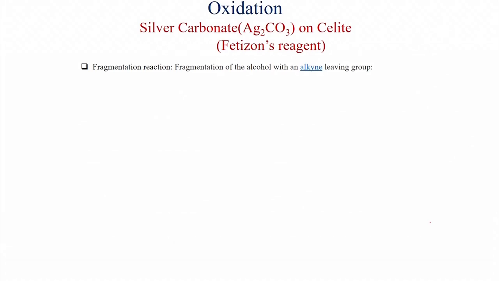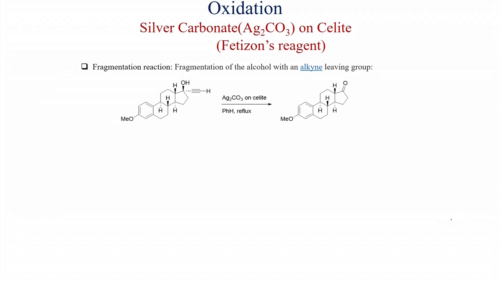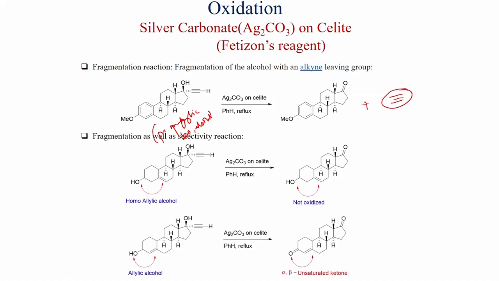Fragmentation reaction of the alcohol with the alkyne as a leaving group is possible with this reagent. Generally this propargylic secondary alcohol, with silver carbonate on Celite in benzene reflux condition, gives the ketone, with the alkyne as a leaving group. So this alkyne is getting eliminated or fragmented under this condition. Also fragmentation as well as selectivity is possible.